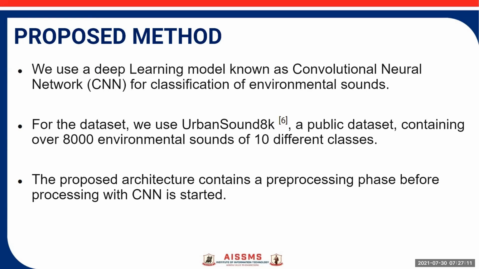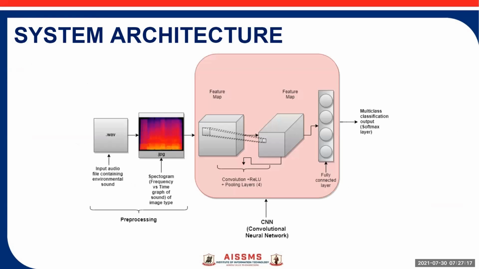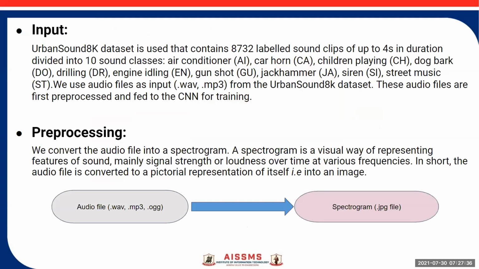The proposed architecture is split into two phases, that is the pre-processing phase and then the CNN phase. Here is our system architecture, given in brief in a diagrammatic model. We can see below that it's split into two parts, the pre-processing part and the CNN part. Each of these parts is explained in detail. So let's go to the first part.